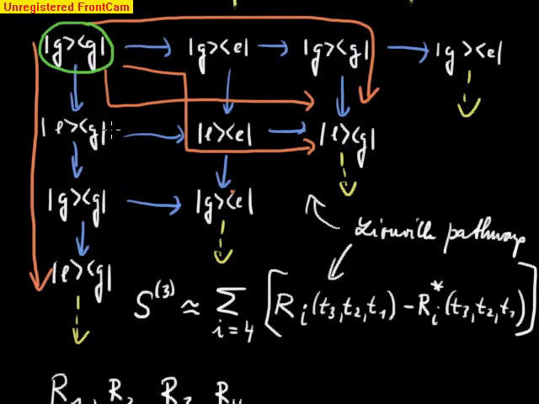And then some of the pathways, after two actions, go through either the ground state or the excited state. This one goes through the ground state, so this is the ground state, and these two go through the excited state. So that's one way how we can split them into groups.